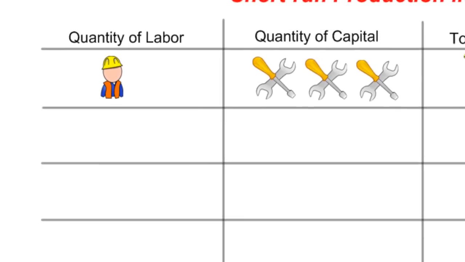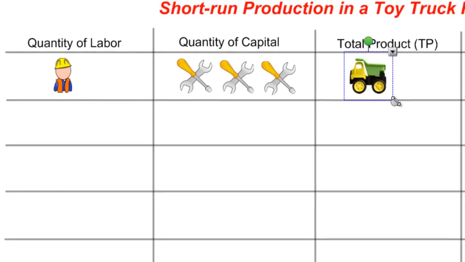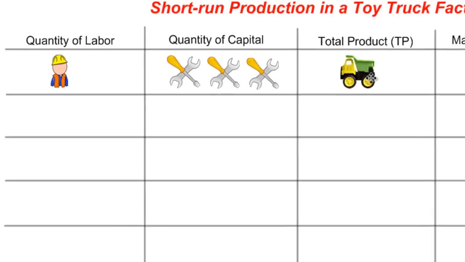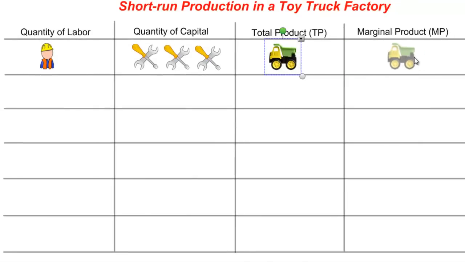So let's start with our factory in which there are 3 sets of tools and only 1 worker working in that factory. If 1 worker joins this factory and there are 3 sets of tools, we can assume that that 1 worker will be relatively unproductive and in 1 day will be able to manufacture 1 toy truck. So our total product with 1 worker and 3 tools is 1 toy truck. The marginal product of the first unit of labor, therefore, is 1 toy truck. Marginal product measures the change in total product attributable to each additional worker.